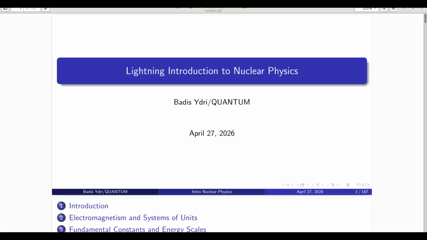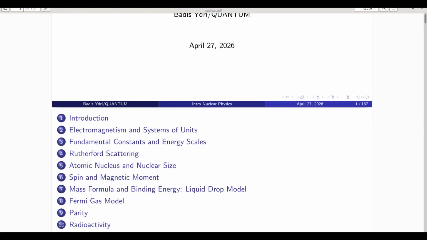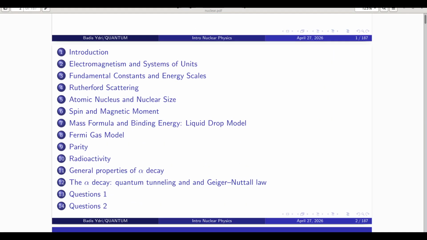Welcome to Quantum. In this video, we go through a lightning introduction to nuclear physics, not by theory alone, but through carefully designed multiple-choice questions that reveal the structure of the subject. The goal is simple: understand the physics behind each statement, not just memorize answers.